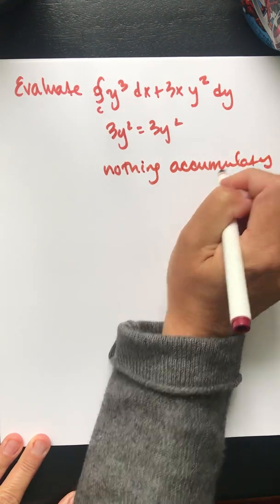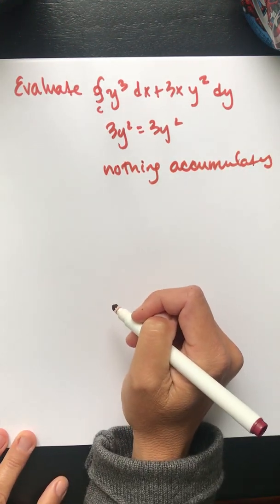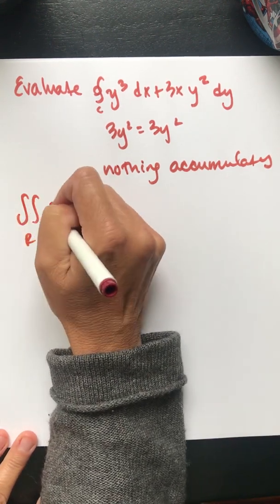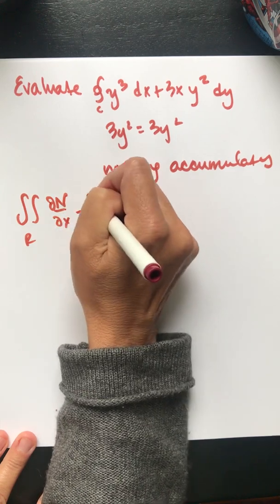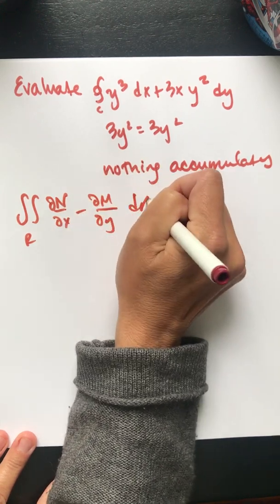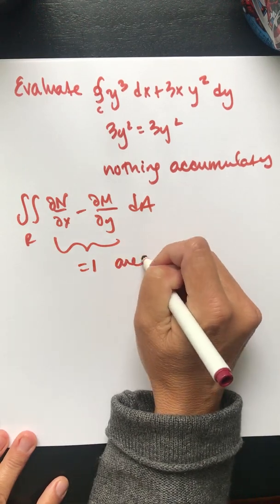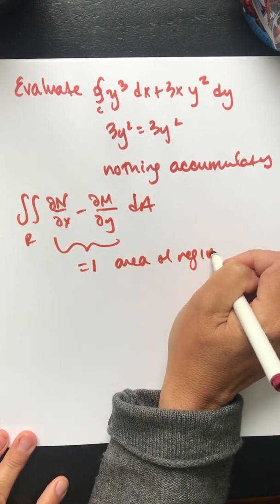Another cool result of Green's theorem is that whenever this piece is equal to 1, I'm just finding the area of the region.